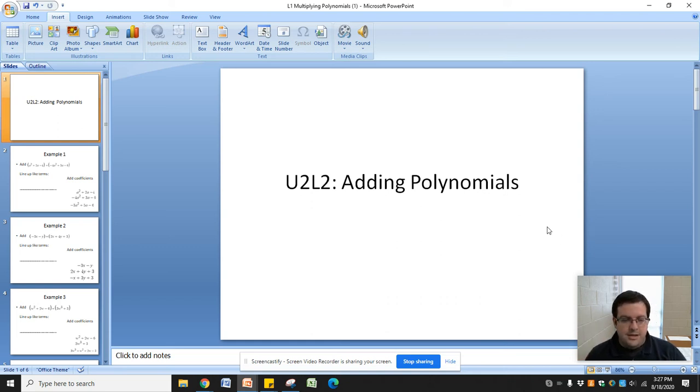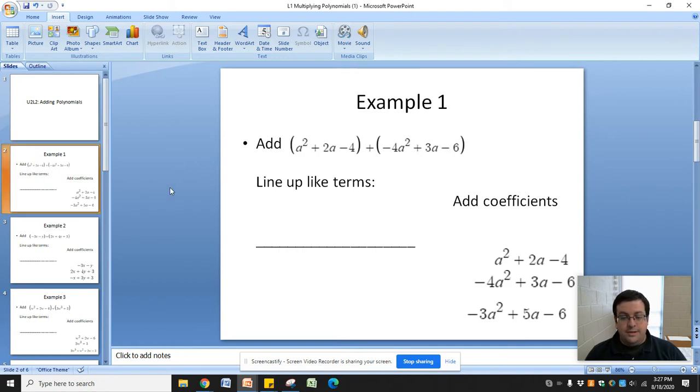Today we're going to be talking about Unit 2, Lesson 2, adding polynomials. So let's go ahead and dive right into it. We should already have learned a little bit about what polynomials are in our last lesson. And today we're going to be talking about specifically how to add them together.